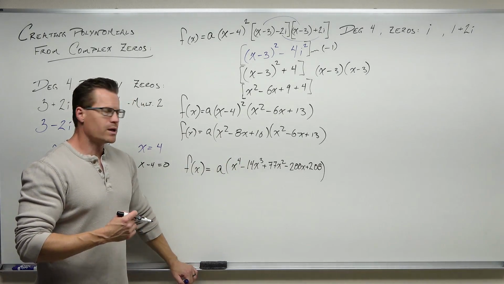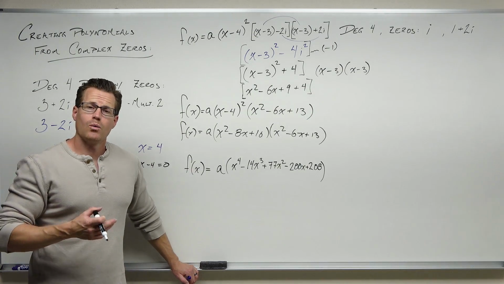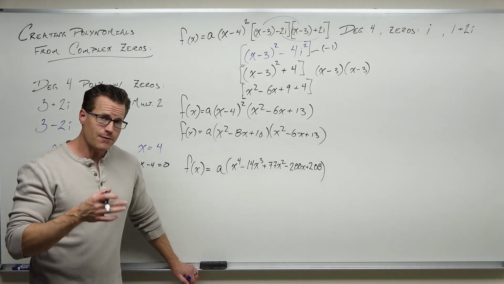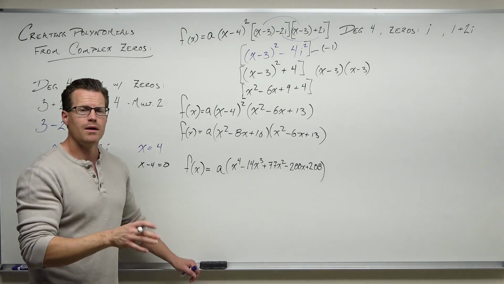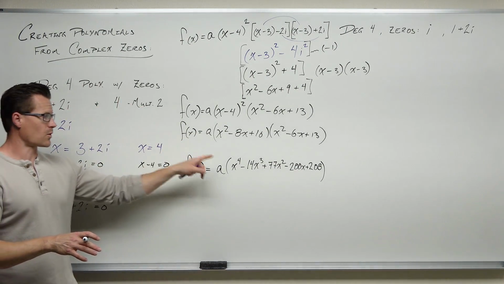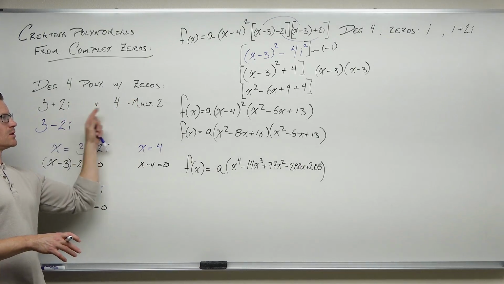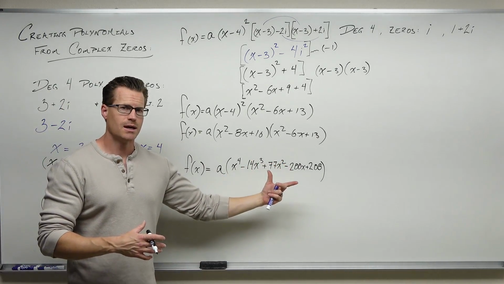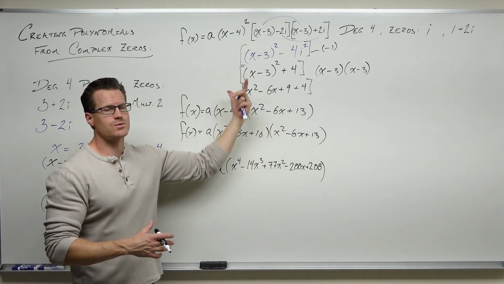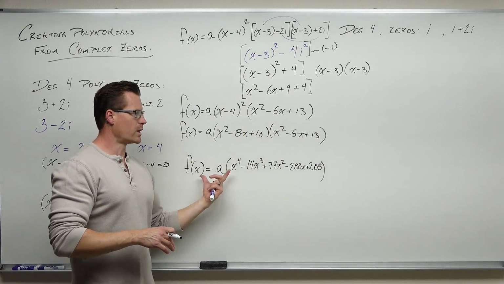So what do you do with the a? Number one, don't distribute the a. Not right now, at least. If you're not given another point, you're done. This would be a degree 4 polynomial that would have these zeros, and that's the only real zero with multiplicity 2. This is it. If you had to refactor it, you'd have to go through all of this work again. So don't do that. If you don't have a point, you're done here.